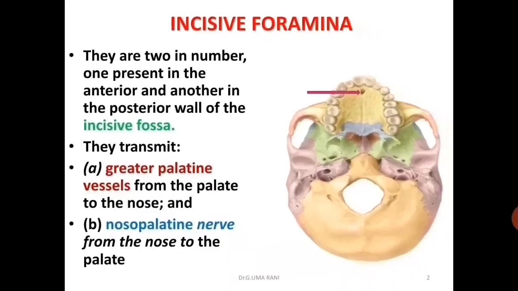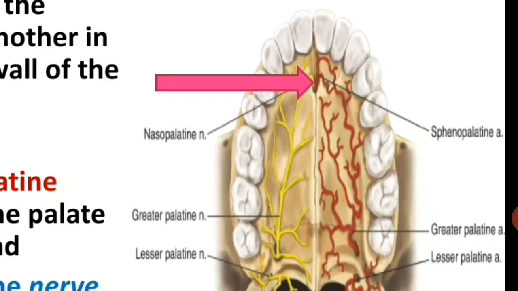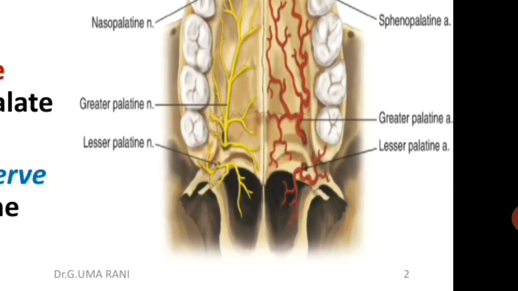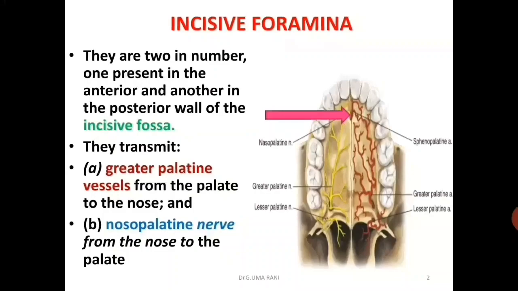The structures transmitted through these foramina are greater palatine vessels from the palate to the nose and nasopalatine nerves from the nose to the palate. So this arrow is showing the incisive fossa with incisive foramina, and these are the structures: greater palatine artery and nasopalatine nerves. These are the contents transmitted through the incisive foramina.